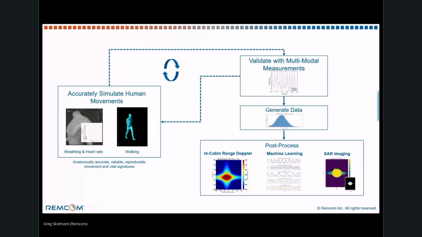So we are looking at accurately simulating these human movements and then doing this dance between the validation of our simulation models with these accurate movements. There is a back and forth there that we're doing to make sure that our movements and our simulation methods are sound. In this part of the talk, we'll talk a little bit about that, and then how we use that model to generate specific data for the in-cabin example, machine learning, and then if we have time, SAR imaging. But yes, you can go to the next slide, Greg.